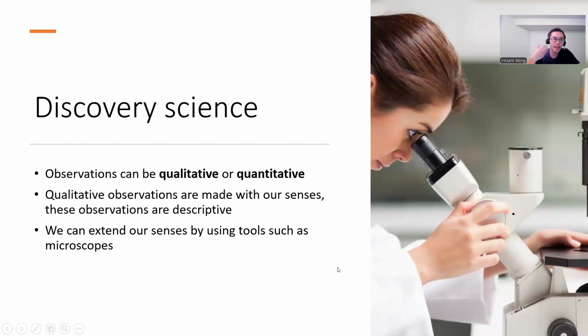Now, when we make observations, when we are trying to observe the thing we're studying, there are two kinds of observations you can make. There is what we call qualitative observation, and then there is something called quantitative observation. Qualitative observations are something that we can make with our senses.